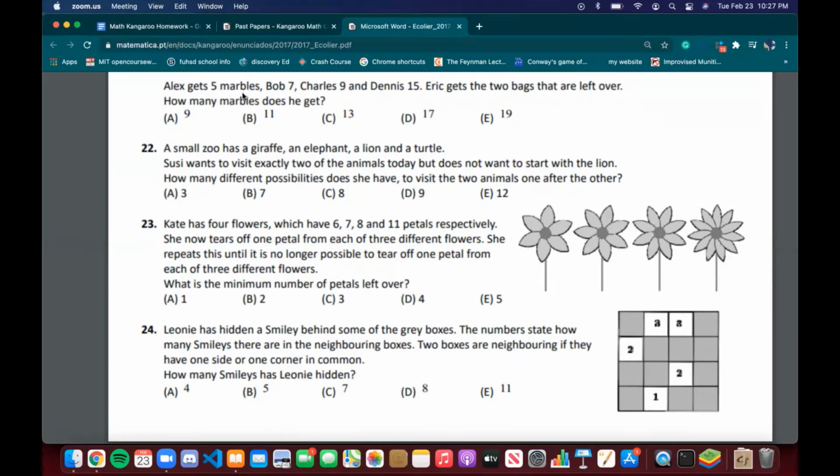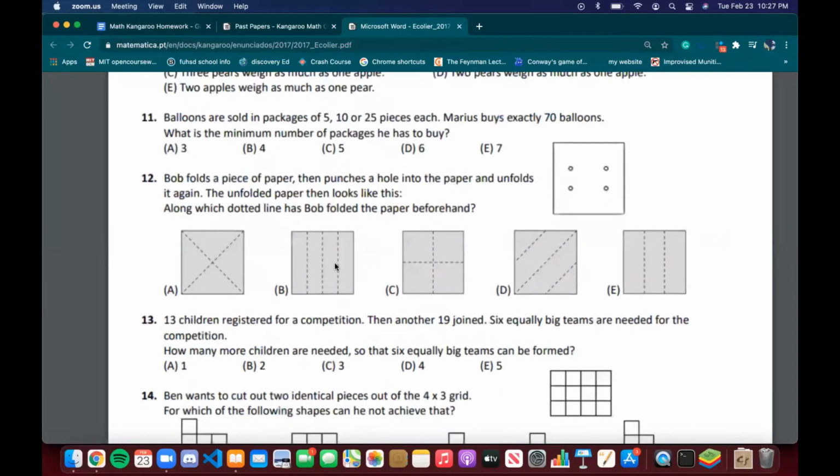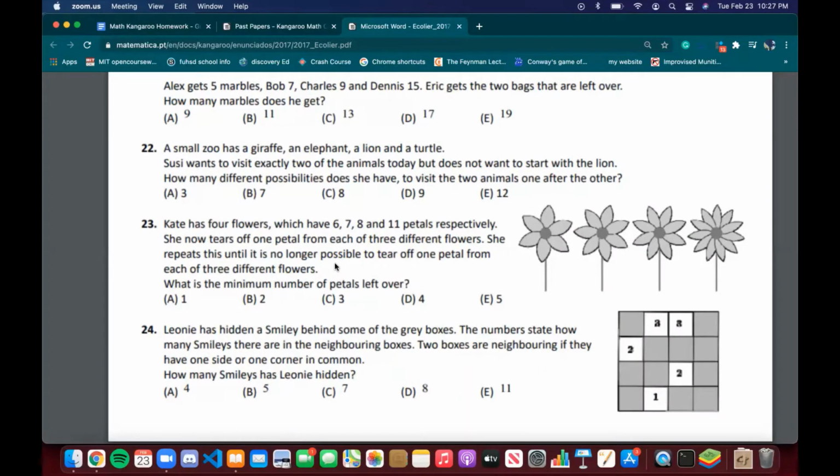Okay, so on to question 23. Kate has 4 flowers, each of which has 6, 7, 8, and 11 petals. Also, for 24, the best strategy to solve these problems would just be to guess, but don't randomly guess. See what you can guess and figure out the correct guesses, and you can solve the problem from there. This is also true for a lot of the problems in Math Kangaroo.